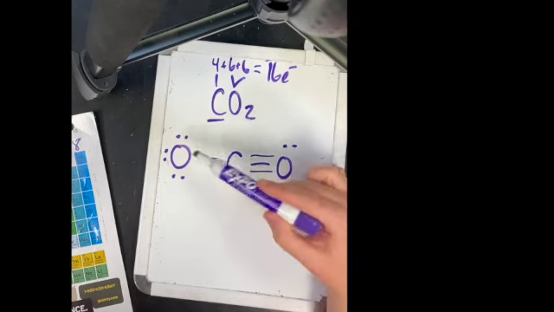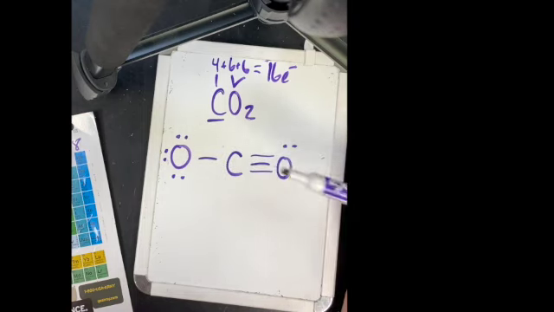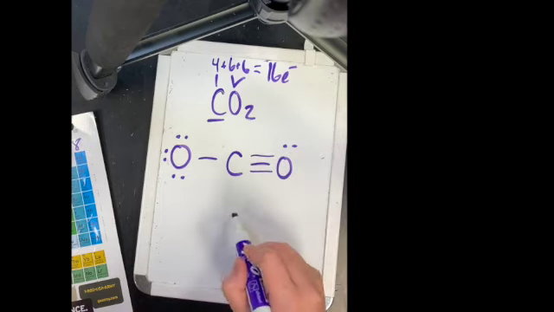That oxygen has 2, 4, 6, 8. That carbon has 2, 4, 6, 8. And that oxygen has 2, 4, 6, 8. So they are all happy. So that could be the compound. But I want to show you guys something.